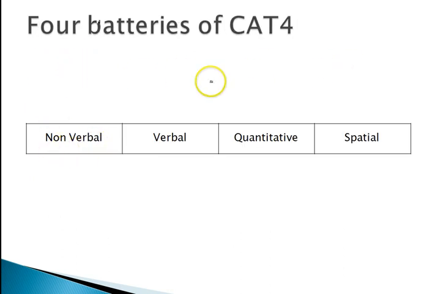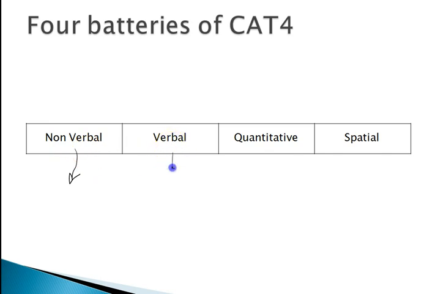The CAT4 includes 4 batteries, as they call them. The first is the nonverbal, which is the innate cognitive ability. It shows the student's cognitive abilities as related to himself. This is something difficult to change over time.